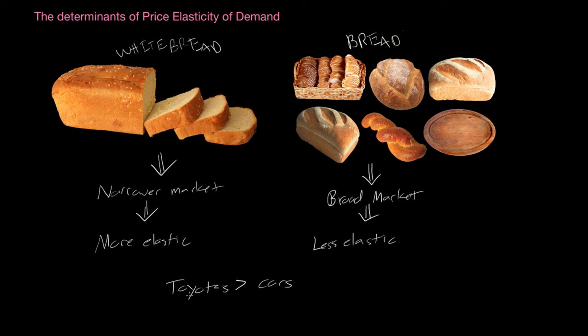Well, Toyotas are a type of car. If the price of Toyotas goes up, consumers can quickly switch to Hondas or Fords or BMWs, some other type of car, whereas cars have fewer substitutes. So this is quite similar to our number of substitutes determinant of price elasticity of demand. A specific type or a specific brand of a broader category of goods is going to have a more elastic demand than the category in general.